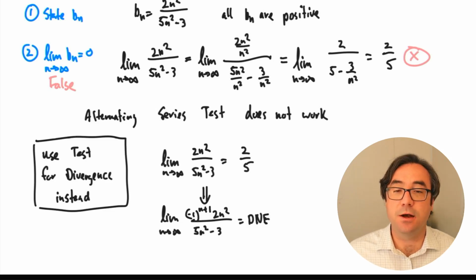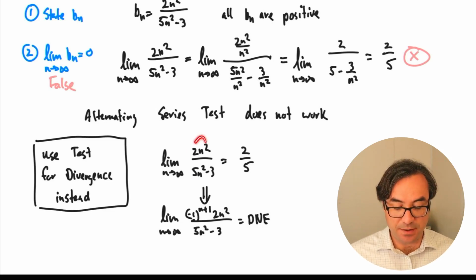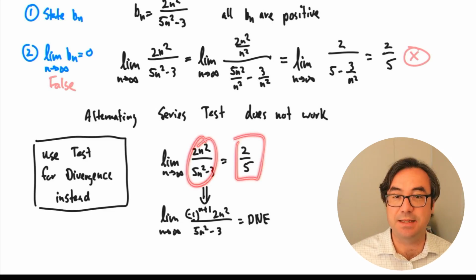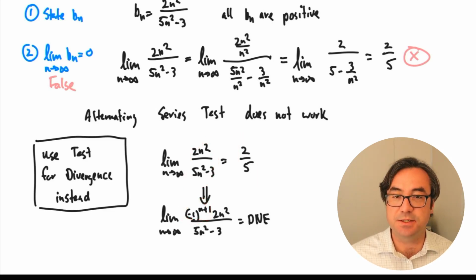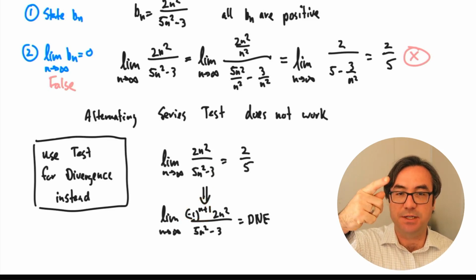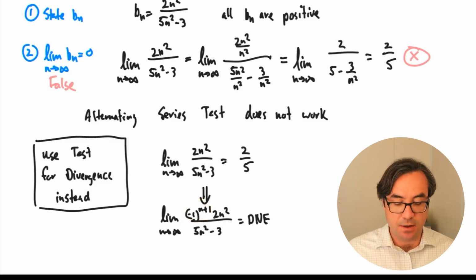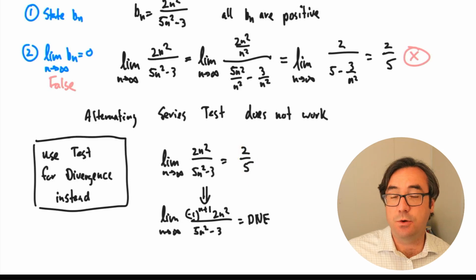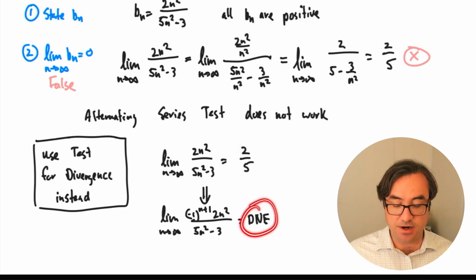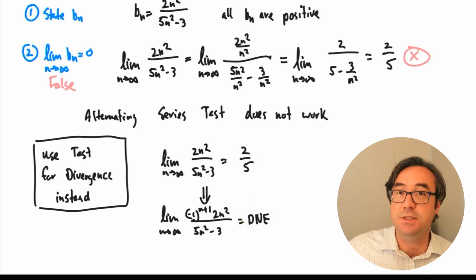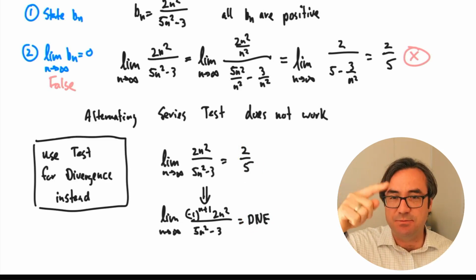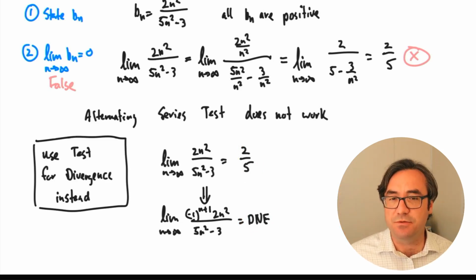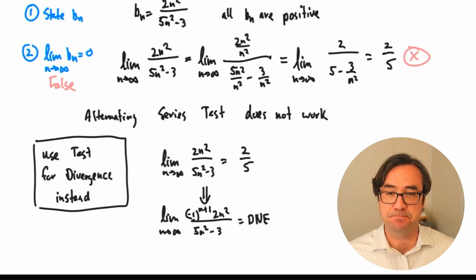So if we include that alternating piece, so if we find that the limit of something is equal to a non-zero number, well, including that alternating piece means we're bouncing back and forth between some numbers getting close to 2 over 5, and then some other numbers, the alternating ones, getting close to negative 2 over 5. So it keeps bouncing back and forth between these two different values. And so the overall limit here does not exist.